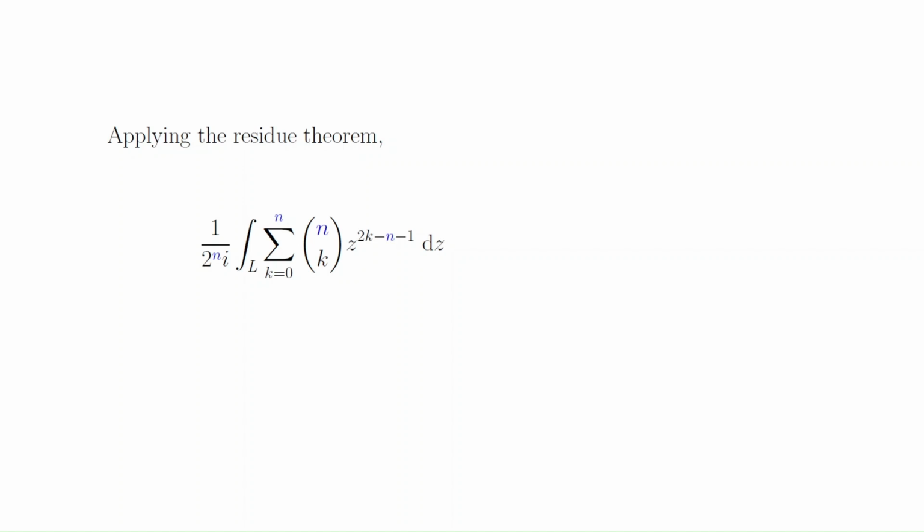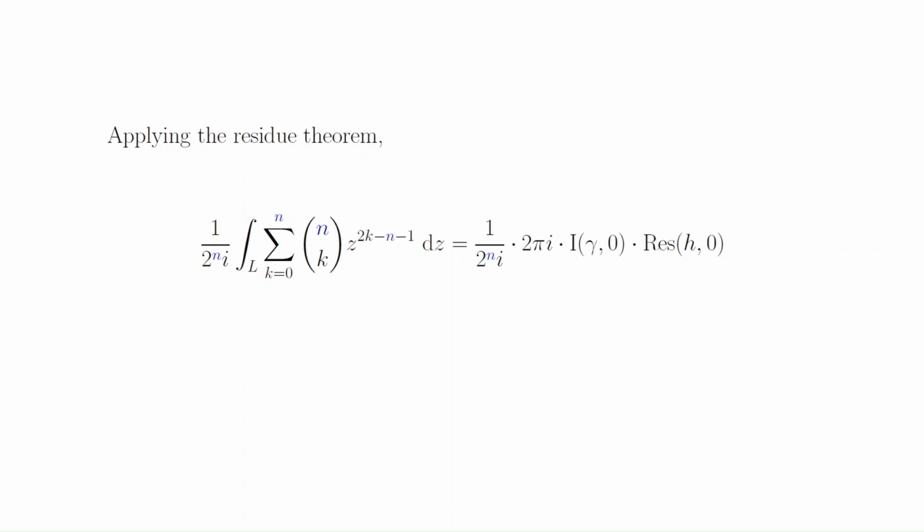Although it is now practically unrecognizable, this is our original integral of the cosine to the power of n of x from 0 to 2 pi for even n, which we have converted into this expression that you see on the screen after many operations. Now all we have to do is apply the residue theorem.